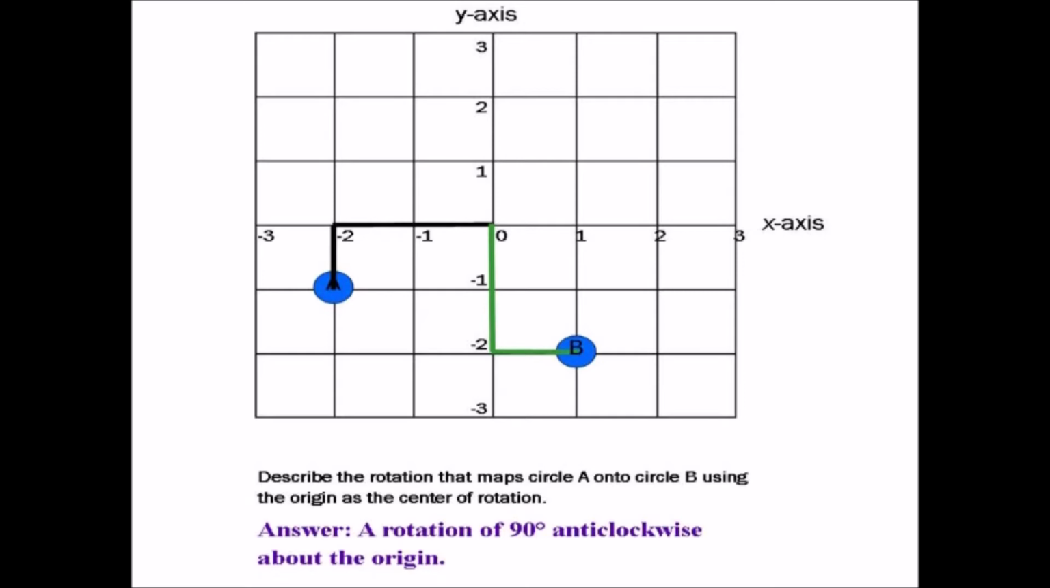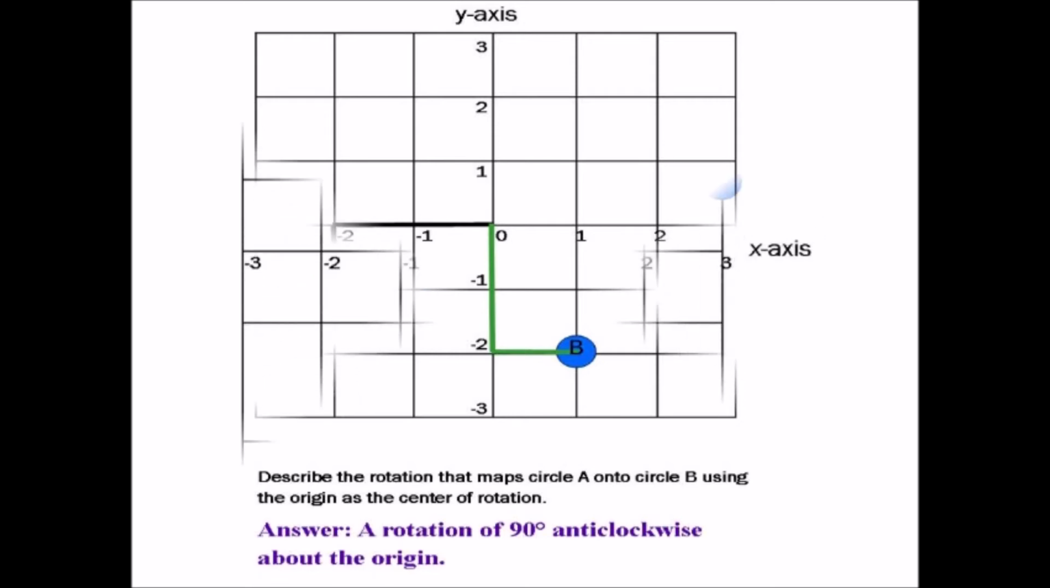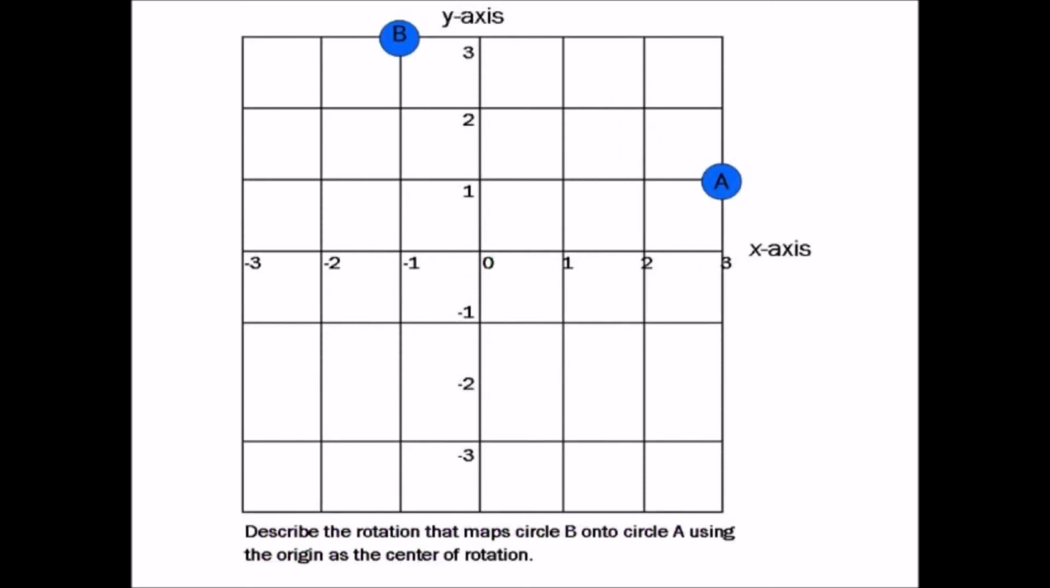And then when you moved it, we had to go left or right. We're going left at the bottom, so we end up where B is at. So that was a rotation of 90 degrees counterclockwise about the origin, because we had to go to the left from where we were at the bottom.